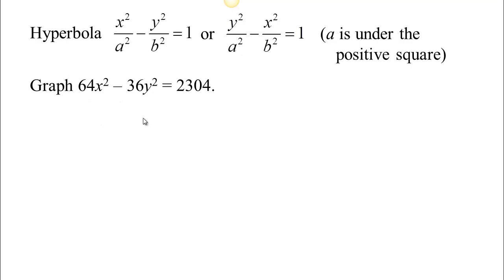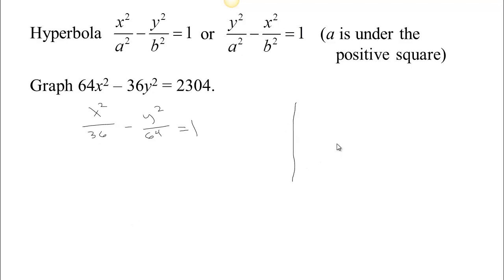hyperbola. The first thing we'd probably do is divide both sides by 2304, which happens to be 64 times 36. So if we divide this by 2304, we get x squared over 36 minus, let's see, 36 goes into that 64 times, so we have y squared over 64 equals 1. Now, to graph the hyperbola, notice a couple things.